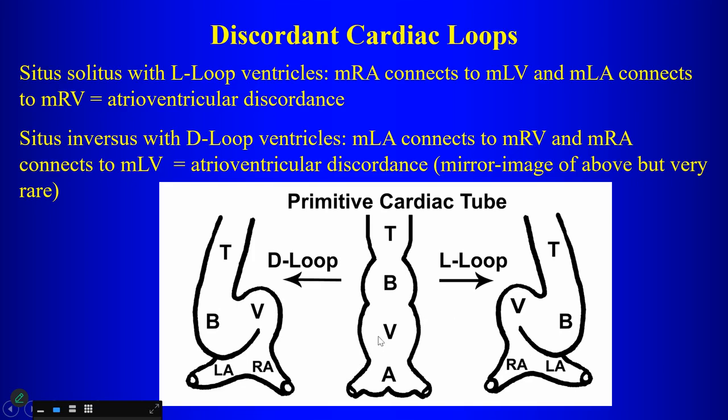Okay? Now, there is another discordant cardiac loop that you can also have. What if we have situs inversus and we form a D loop? Again, the morphologic left atrium connects to the morphologic right ventricle, and the morphologic right atrium connects to the morphologic left ventricle. Even though this is rare, we know that congenitally corrected transposition is really rare, or to have that in somebody with situs solitus. This is extremely rarer. Why?